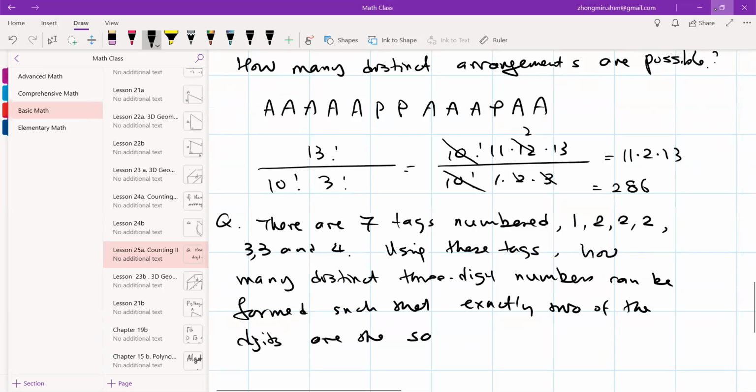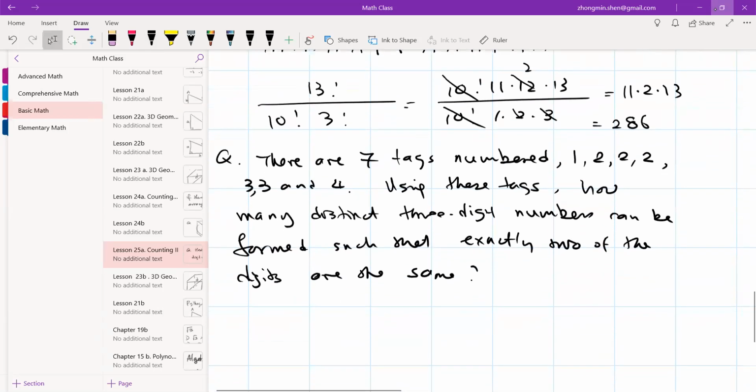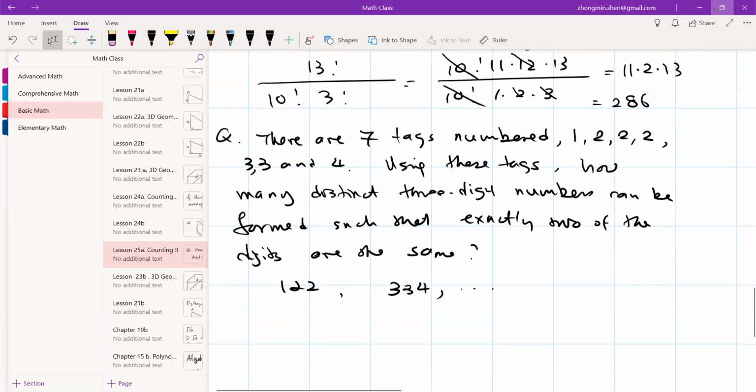Are the same. Okay? So for example, a typical example is like 1, 2, 2, good. 3, 3, 1, 3, 3, 4, right? I just gave an example. Now it's not easy to count.